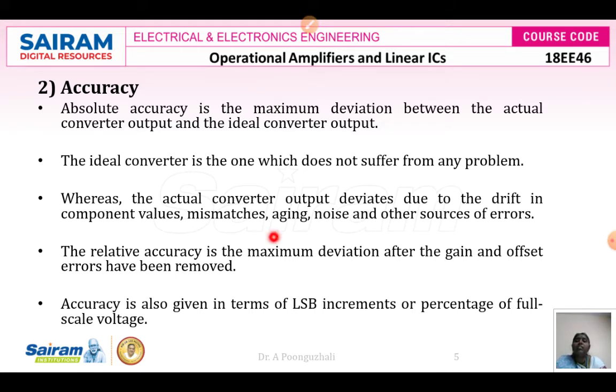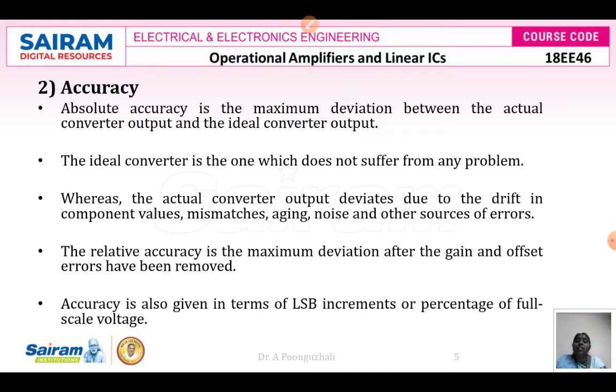Absolute accuracy is nothing but the maximum deviation between the actual converter output and the ideal converter output. Here the ideal converter is the one which does not suffer from any problem. Your actual converter output is going to deviate because of the drift in the component values or mismatch in the component values, or because of the aging factor, the noise and other sources of error. The actual converter output is going to deviate from the ideal converter output.